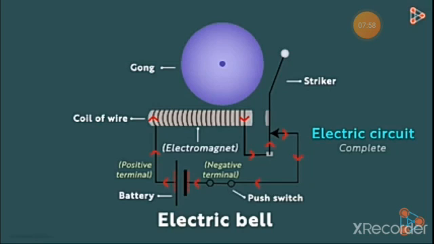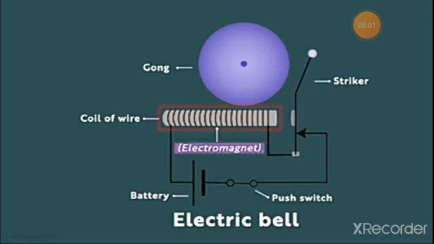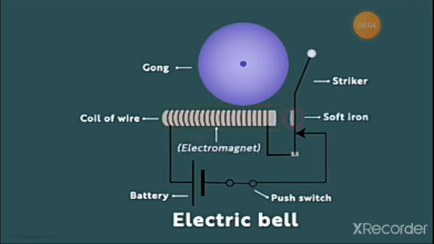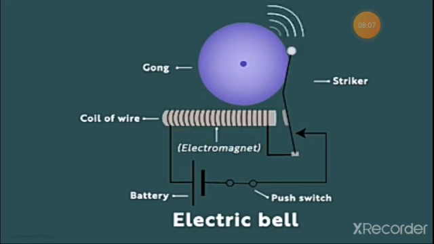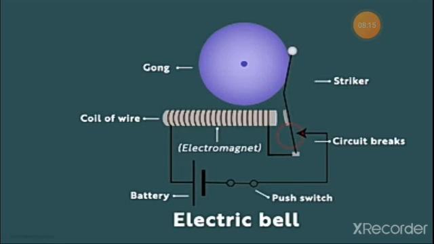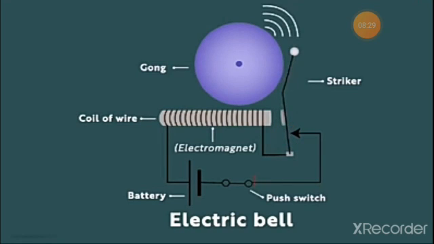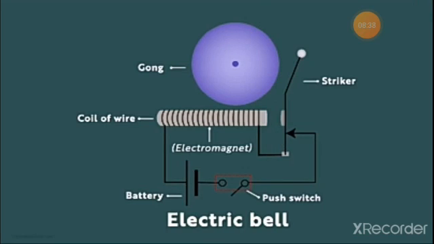This electromagnet then attracts this soft iron towards it, and in the process the striker strikes the gong and the sound is produced. But notice what happens when the striker hits the gong. As soon as the soft iron is shifted away from its original position, the circuit breaks. It no longer connects this wire with the terminal of the battery, and when the circuit breaks, the current stops flowing. So this electromagnet gets demagnetized, after which the soft iron goes back to its start position.